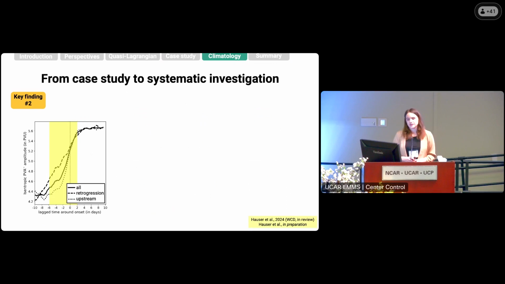In our next key finding, we were interested in the amplitude evolution. What we show here in this composite goes from -10 to +10 days. So the onset is in the middle where you can see the vertical line. And you can see on the y-axis the isentropic PV anomaly amplitude shown here as an absolute value. It seems like all PV anomalies linked to blocking show an amplification in the days before the blocking onset. So most of this amplification occurs before we can even identify the block.